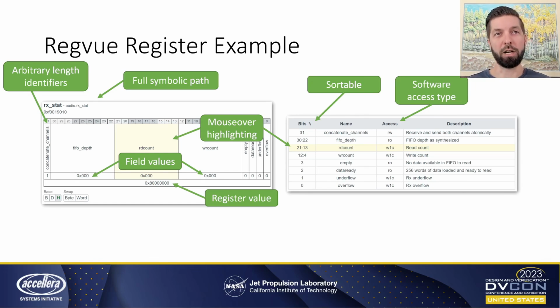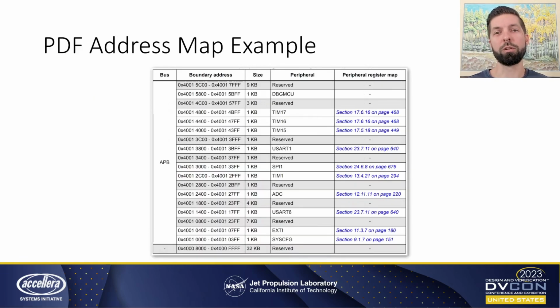And then at the top left, we show the full symbolic path, where this register fits within the design, right? So this is the RX stat register, and it's within the audio block of registers. And then in the register detail view, we can sort by bit. So if we want to see it least significant first, we can do that, or most significant first, we can do that. We have one more comparison.